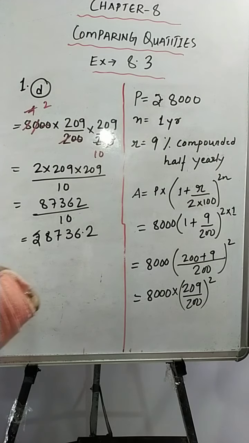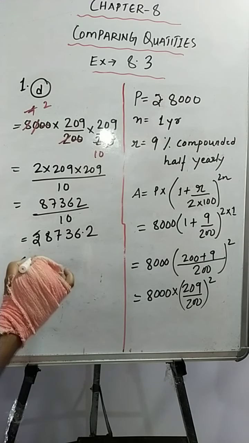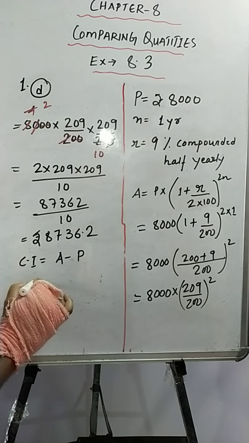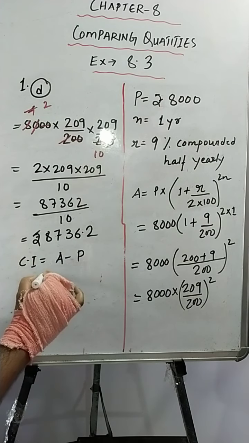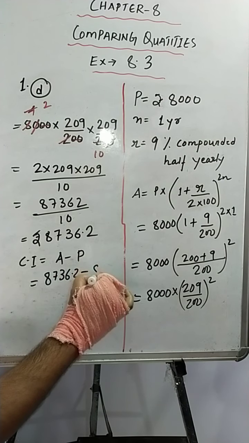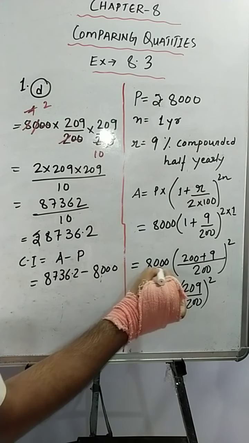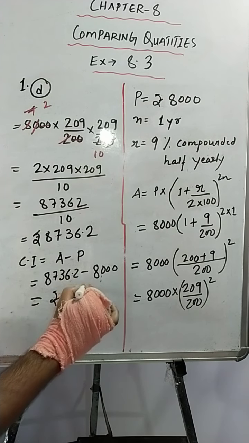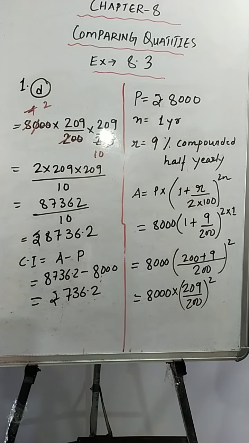Fine. Now what we have to find out? We have to find out CI. So CI is what? Amount minus principal. Fine. So this is the amount, 87362 by 10, minus 8,000. Principal is 8,000, isn't it? So if you subtract, you get the answer as 736.2. So this is your required compound interest.